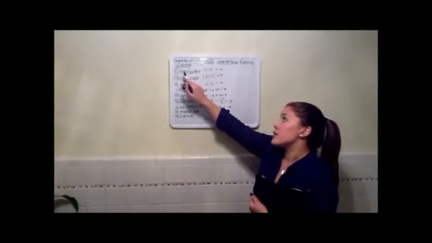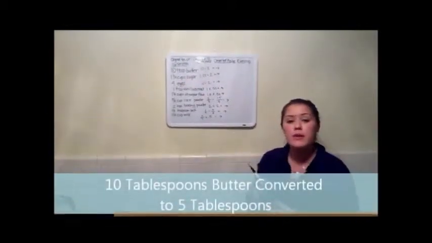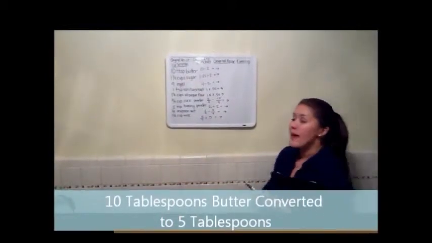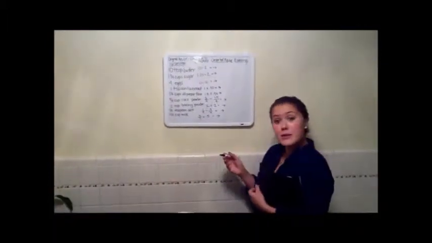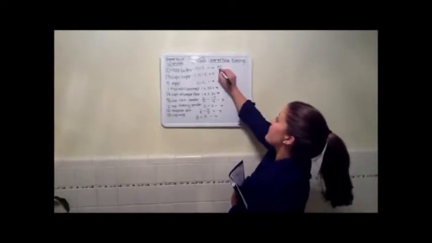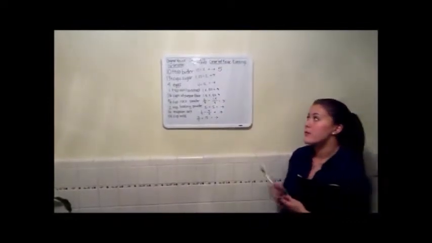First ingredient is butter. So we have 10 tablespoons of butter that our original recipe calls for. We want half of that. So we're going to take 10 and divide it by 2. So what's 10 divided by 2? Correct, 5. Great, that's a nice and easy one. Let's move on to sugar.